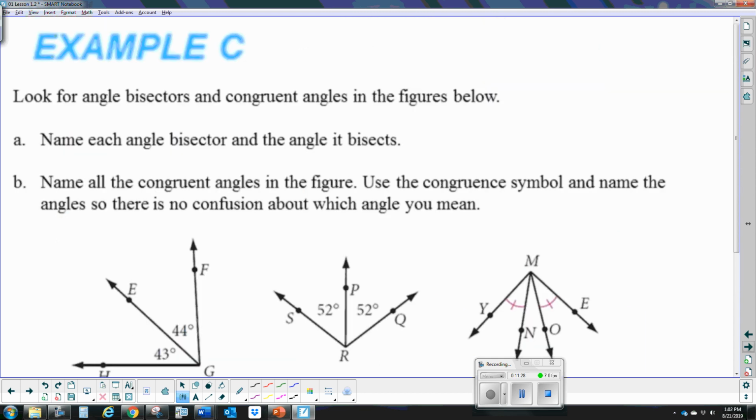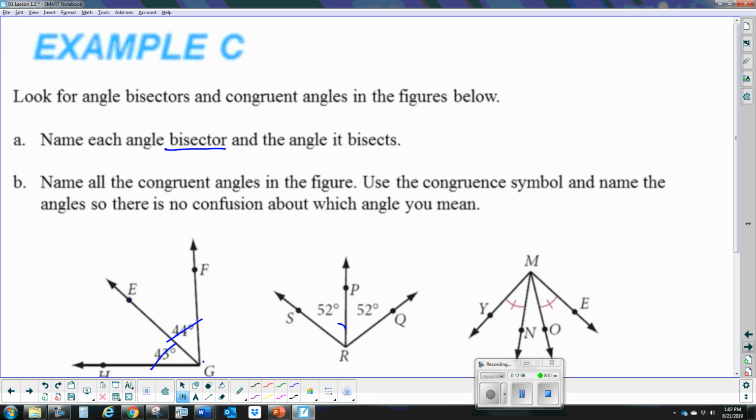So if you turn your note sheet over and look at the back, we're looking at these three diagrams, and the first question is: name each angle bisector and the angle that it bisects. Remember, an angle bisector cuts an angle into two congruent angles, and to be congruent, they have to have the same measure. So in this GE diagram, these two are not the same measure, therefore those angles are not congruent, therefore GE is not an angle bisector.